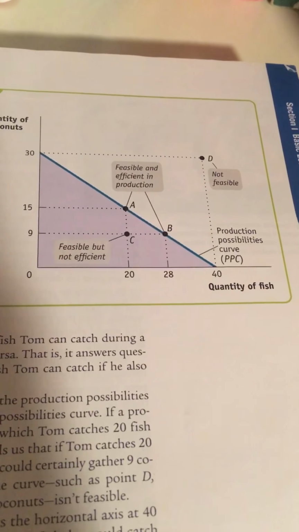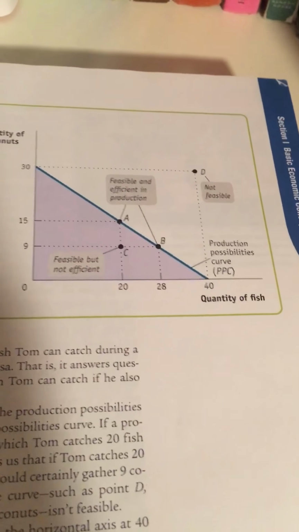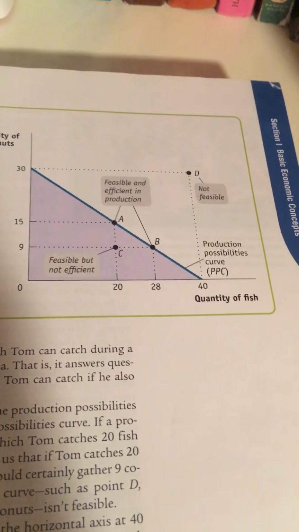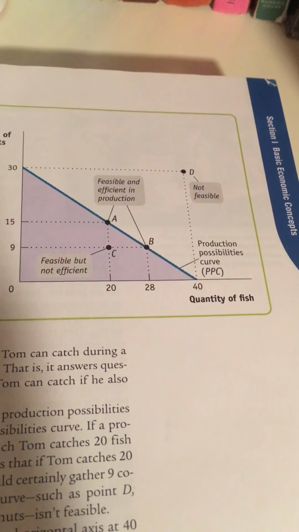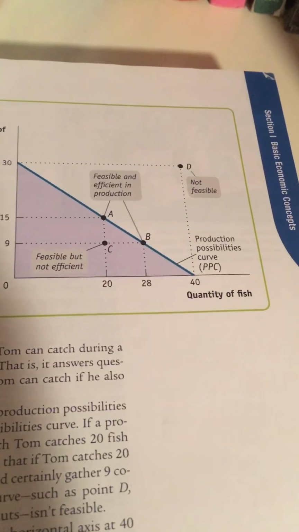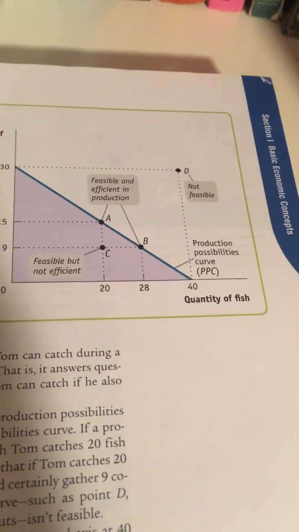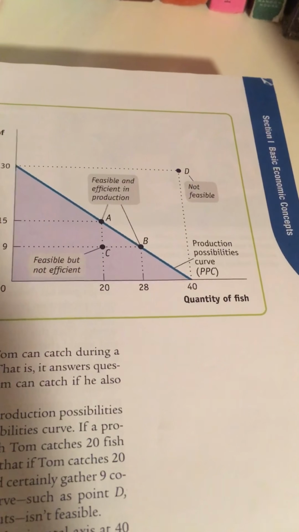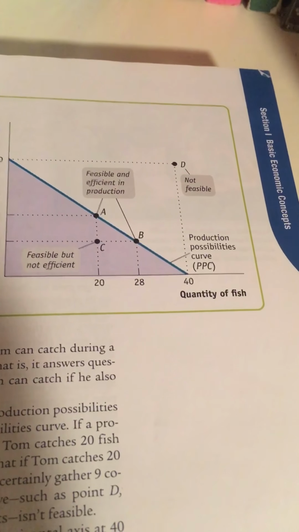Alright, to start off, I'm going to be talking about the production possibilities curve. The idea behind this model is to improve our understanding of trade-offs by considering a simplified economy that produces only two goods. That was a lot of big words, so I'm just going to show you on this graph.